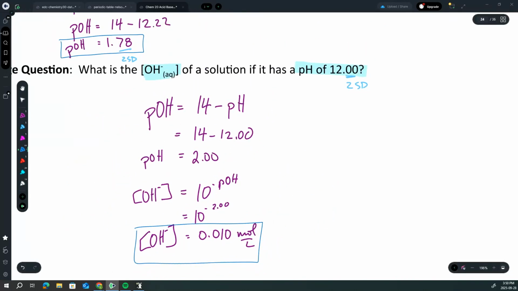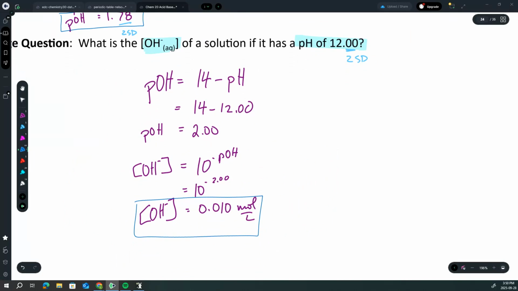Just as a reminder, if you are given pH, you cannot directly find concentration of hydroxide ions. You first need to figure out pOH and then concentration of hydroxide ions.